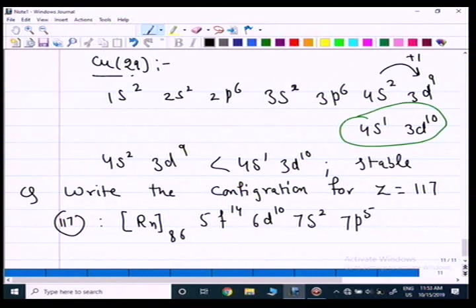Okay. Suppose you have to write the electronic configuration for 113. It means that from 117 you have to remove 4 electrons. So obviously you will remove the 4 electrons from the outermost orbital. Okay. So for atomic number 113, the configuration will be radon 86, 5f14, 6d10, 7s2, 7p1. Okay. So you can write in the same manner for atomic numbers above 100. You can write the configurations for them easily. Any doubt? Any doubt? Do you need some more explanation?